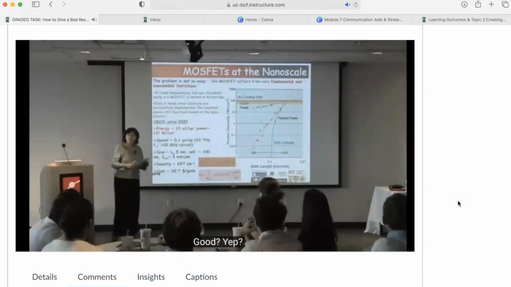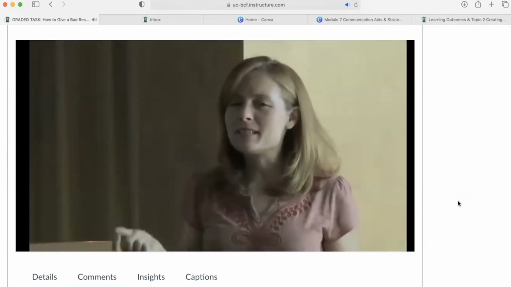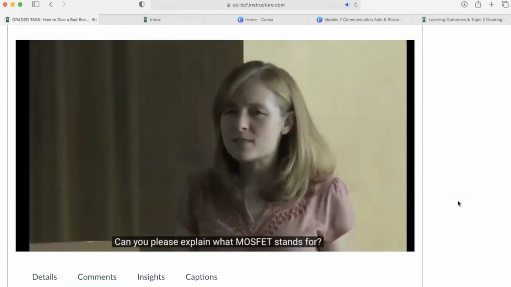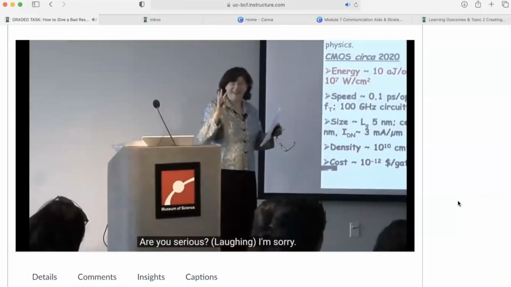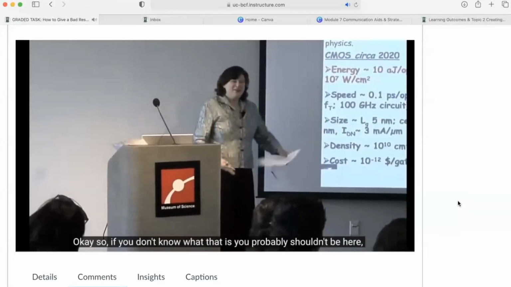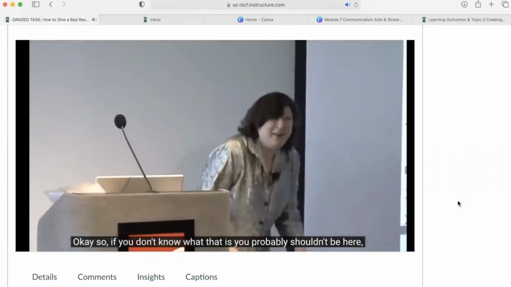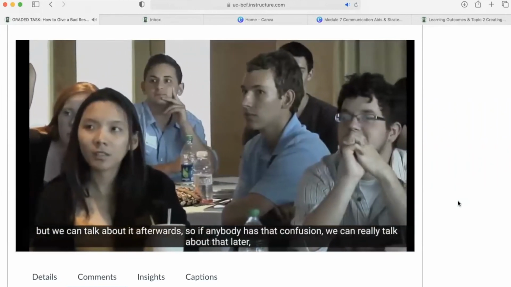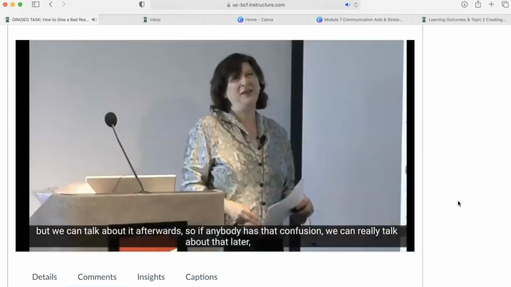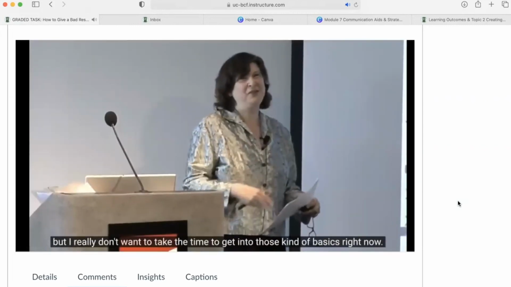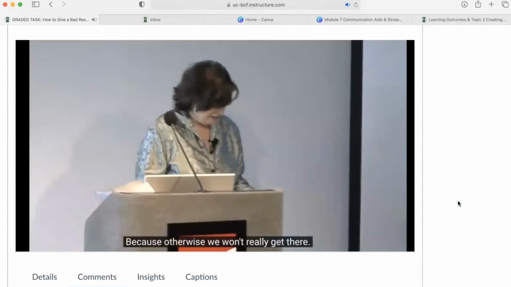Good? Yeah. Actually, I have a question. Can you please explain what MOSFET stands for? Are you serious? I'm sorry. Okay, so if you don't know what that is, you probably shouldn't be here. But we can talk about it afterwards. So if anybody has that confusion, we can really talk about that later. But I really don't want to take the time to get into those kind of basics right now, okay? All right, thanks. Because otherwise we won't really get through.